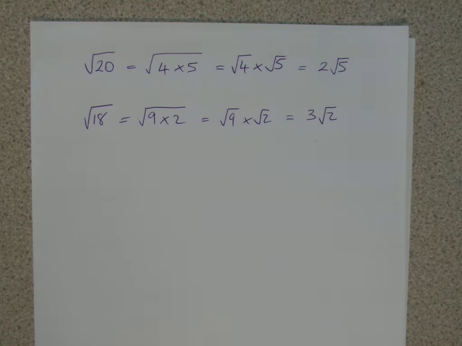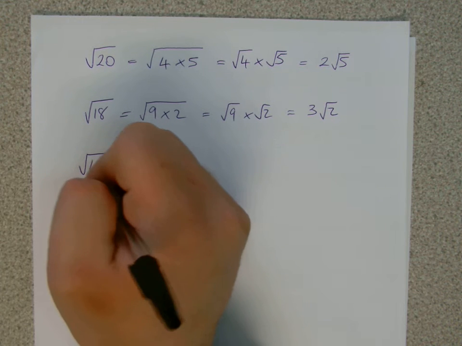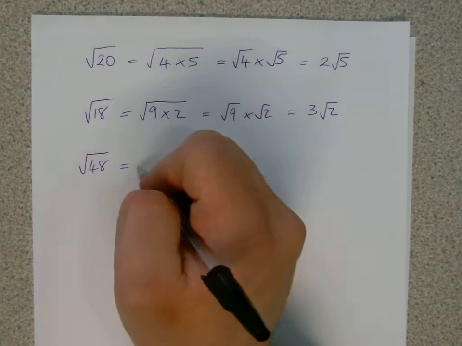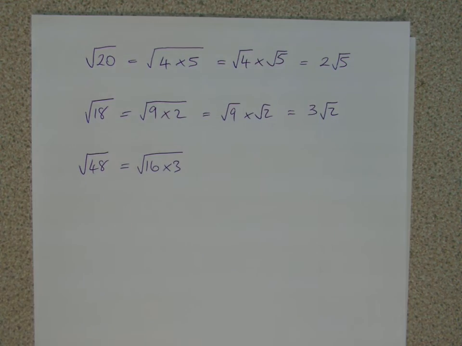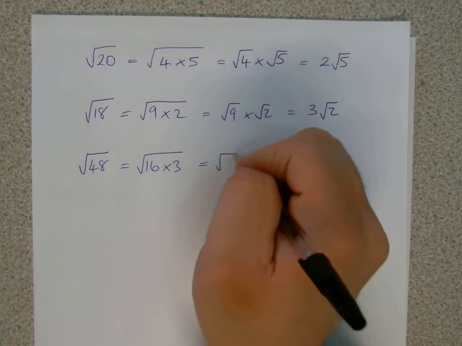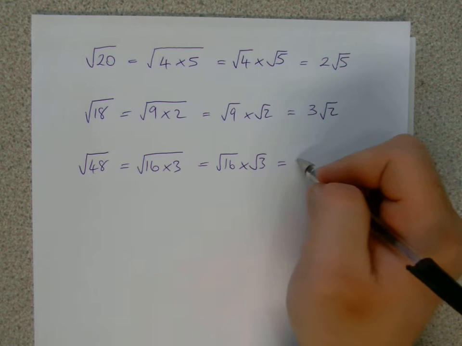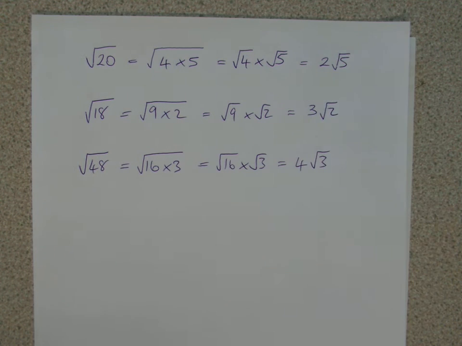Lots of other examples that you could be asked. Root 48, for instance. Two numbers that multiply to give 48, one of them square. Well, we could go for 16. 16 times 3. 16 is a square number. If we split that up, it would be root 16 times root 3. And root 16 is 4, isn't it? And so that'll be 4 root 3. Now, that's good, and that was useful for skills that we need later on.